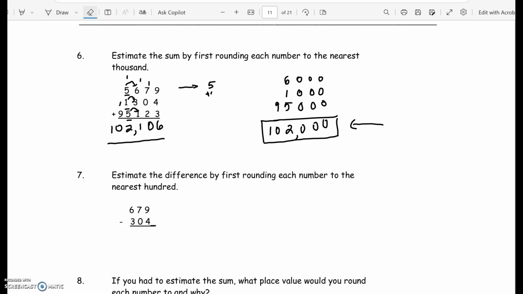Let me just double check. Make sure I've added the numbers correctly. 9 plus 4, 13, 16, 7, 8, 9, 10. 6 plus 1 is 7, 8, 9, 10, 11. 10 plus 2, 12, and 10. So that's correct.